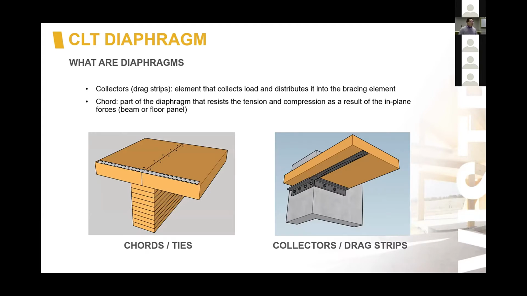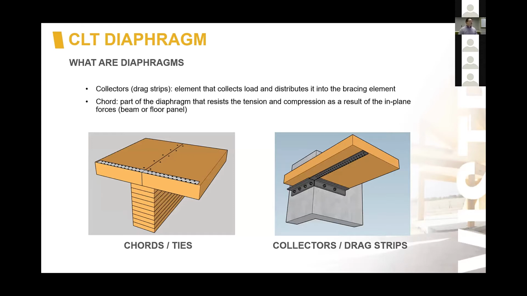So within a diaphragm, you may also have things called collectors or drag strips. Now, these are elements that you may put in addition to your structure that are going to take the load back to your bracing elements, and they'll distribute them into your bracing elements. You'll also likely have chords or parts of the diaphragm that are going to resist the tension and compression of the in-plane loads. So these could be beams, they could be additional ties, they could really be anything that's going to resist the prying effect of the bending moment that's imposed on the floor plate.